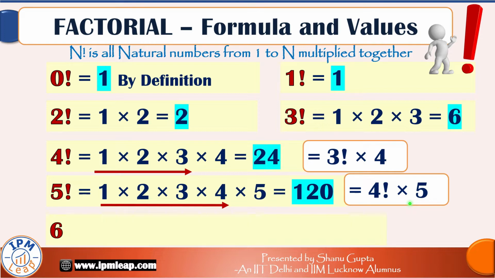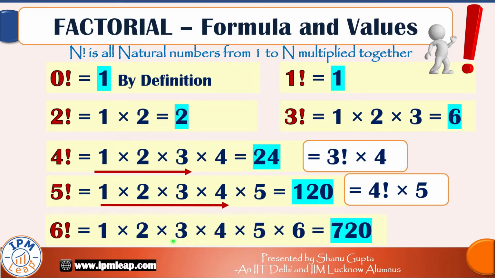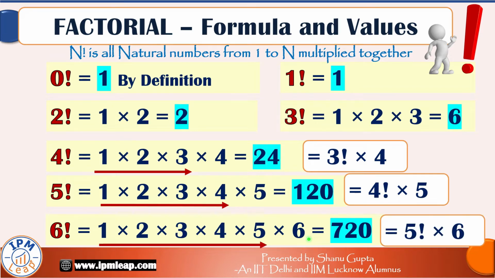And finally, 6 factorial is the product of first 6 natural numbers. And since we already know that 5 factorial is equal to 120, we just need to multiply 5 factorial with 6 to obtain the value of 6 factorial, which is 720.